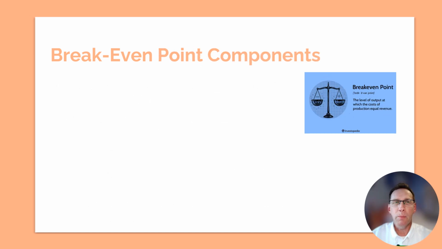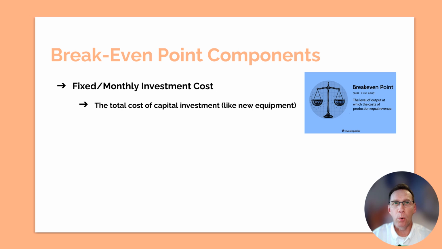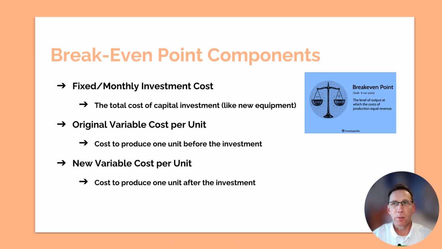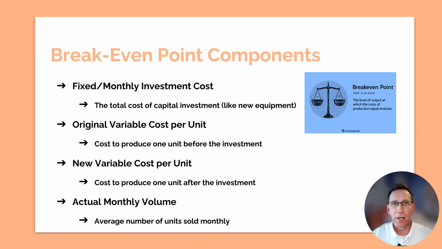Now, there are some important components to this break-even analysis. One is the fixed or monthly investment cost. This is the total cost of the capital investment, like new equipment, like the ovens in the previous example. What is the original variable cost per unit? This is the cost to produce one unit before the investment. Then you take a look at the new variable cost per unit. This is the cost to produce one unit after the investment. And then you look at the actual monthly volume. This is the average number of units that are sold monthly.